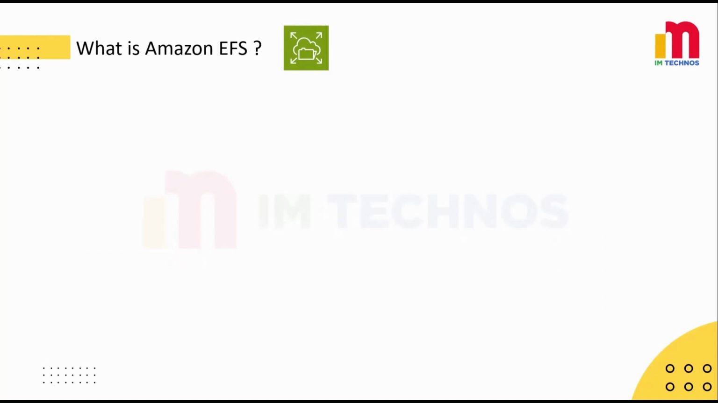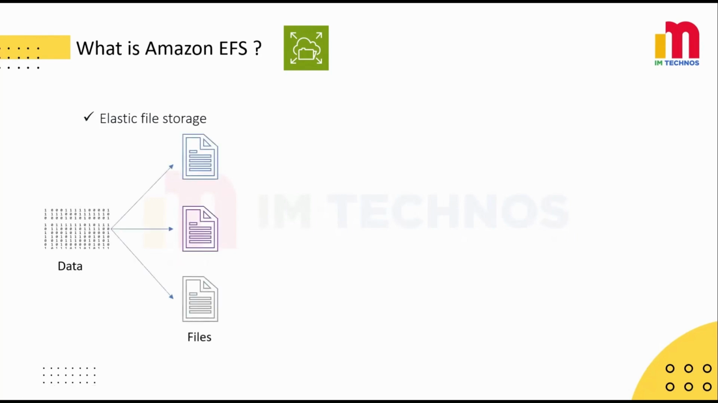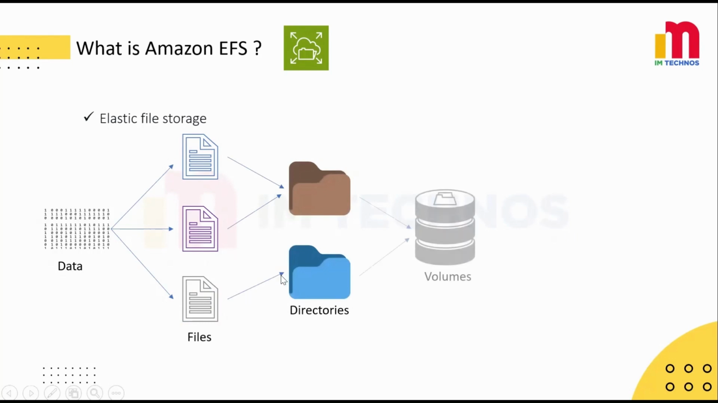So, what is Amazon EFS? It's a fully elastic file storage. At its core, file storage organizes data in a hierarchical structure. You start with raw data, which is saved as individual files. These files are placed into directories, like folders on your computer. And those directories live inside what we call volumes.